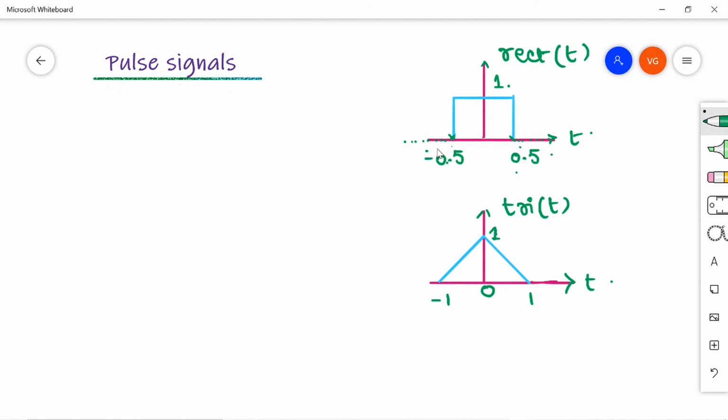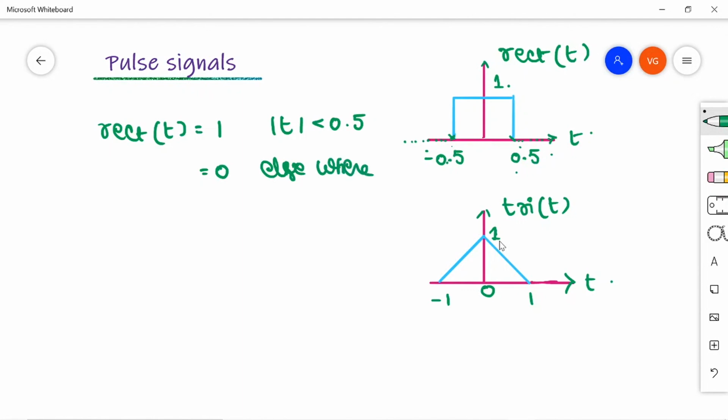Pulse signals. These are the last category in continuous time basic signals. You are given two pulse signals, rectangular pulse and triangular pulse. The rectangular pulse signal is defined like this. Rect of t is equal to 1 for mod t less than 0.5 and is equal to 0 elsewhere. That is, the signal is extended from minus 0.5 to 0.5. Other than that, you have 0. That is, after 0.5 and before minus 0.5, the amplitude of the signal is 0 here.